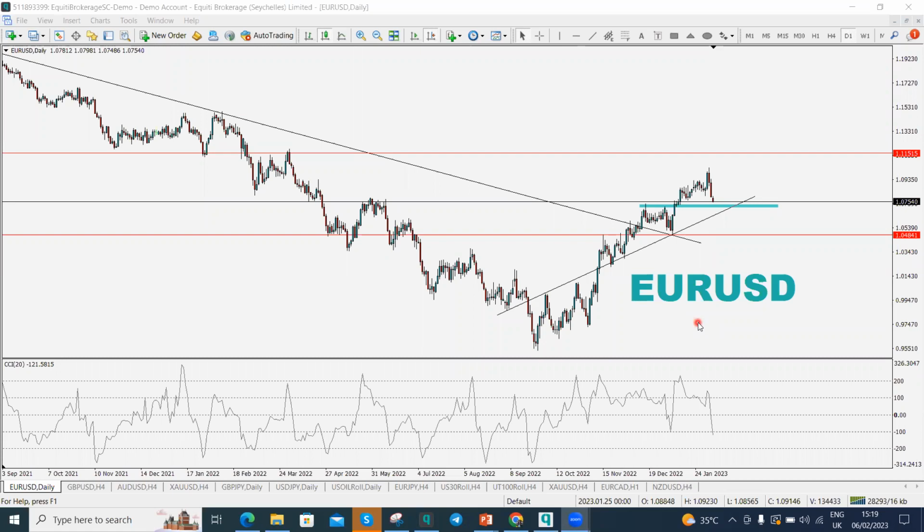And today we're going to be looking at the Euro USD. It's very significant. We look at the Euro USD because of a whole lot that is happening, and more like an opportunity that is yet to present itself.